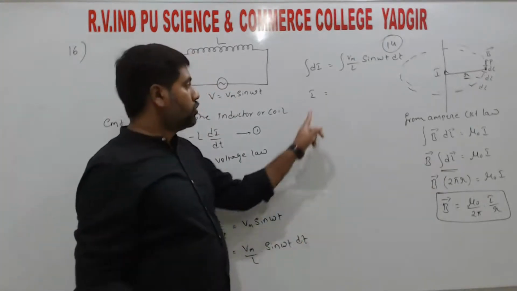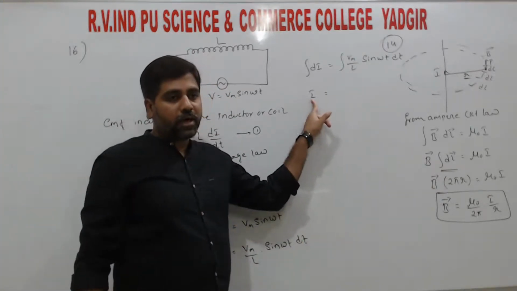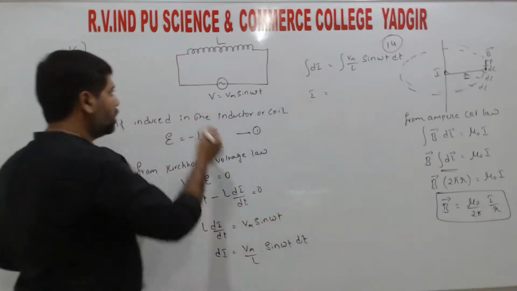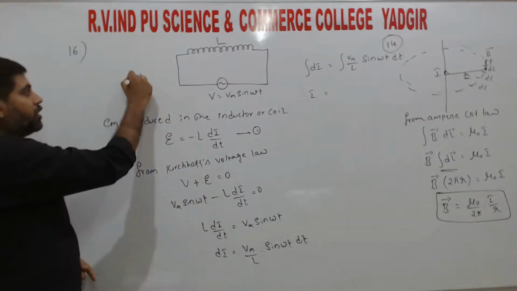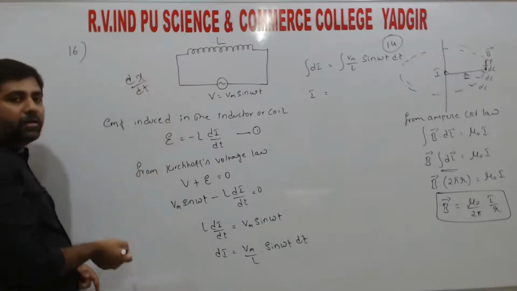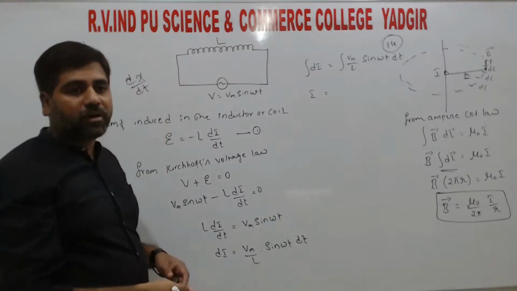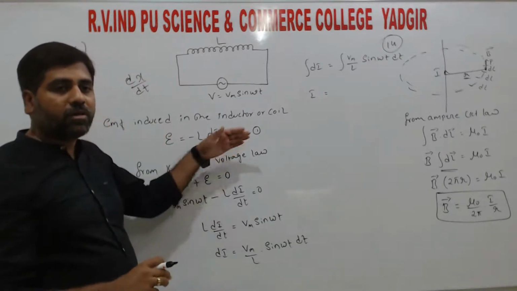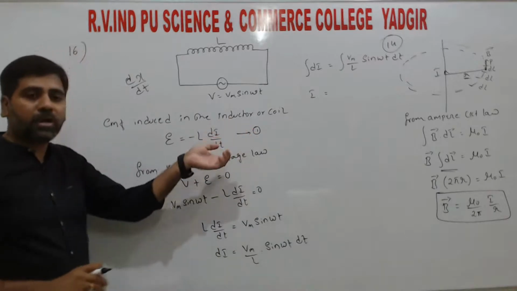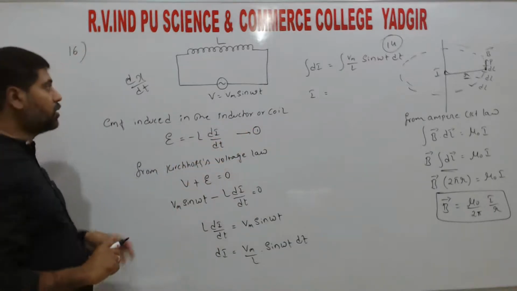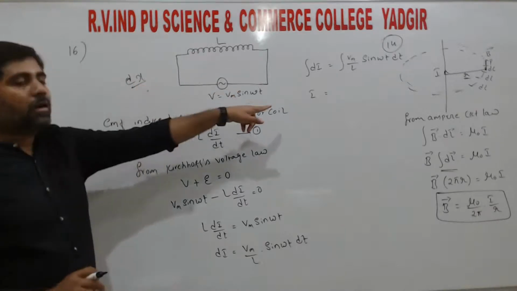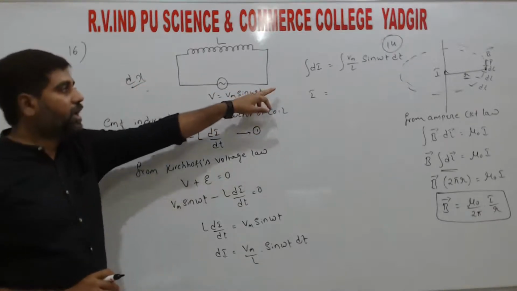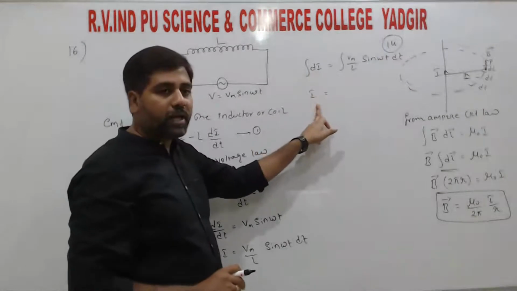Right? So there is some value, and we differentiate it. For example, x is there. If we differentiate this x we are getting dx by dt. Right? So integration and differentiation are reversible processes. If we differentiate we get the derivative, and if we integrate we get back the original. So if we integrate dx, we should get x. Right? So here integration of di we are getting I.